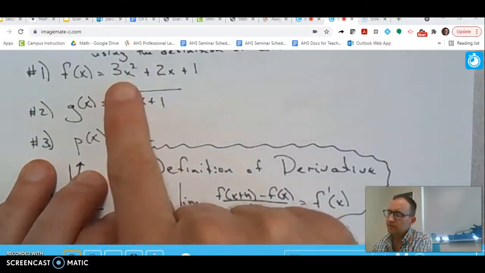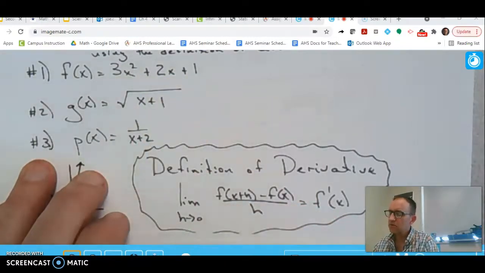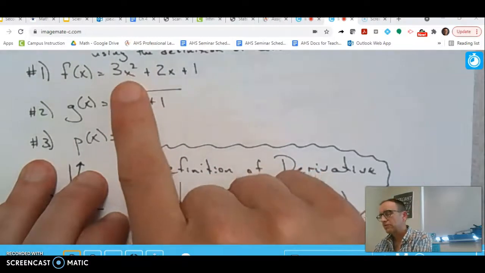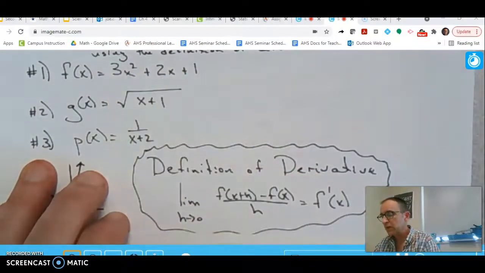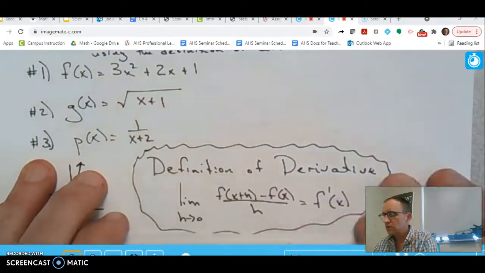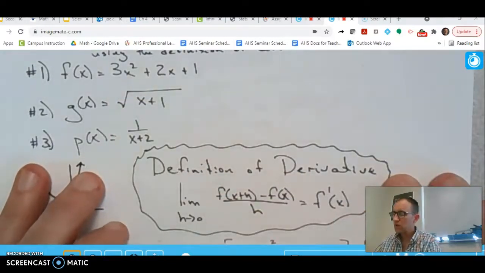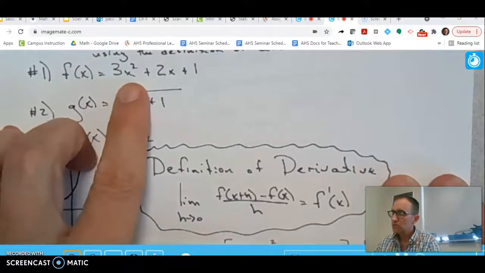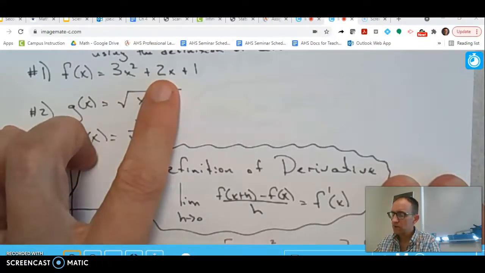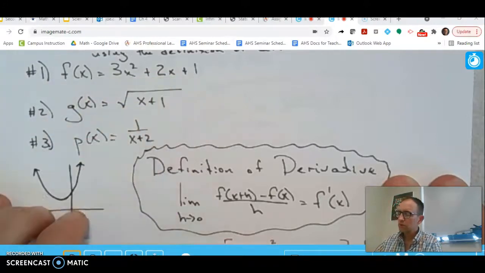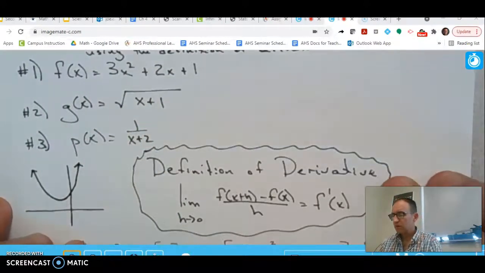If I wanted to find f of 7, I'd replace each of the x's with 7s. If I wanted to find f of pi, I'd replace each of the x's with pi's. If I want to find f of x plus h, I'd replace each of the x's with x plus h. So it will be 3 times the quantity x plus h squared, plus 2 times the quantity x plus h, plus 1. And that would give us f of x plus h.